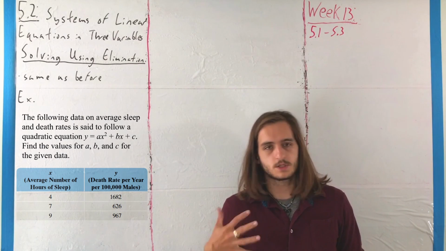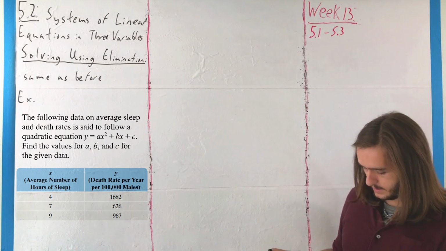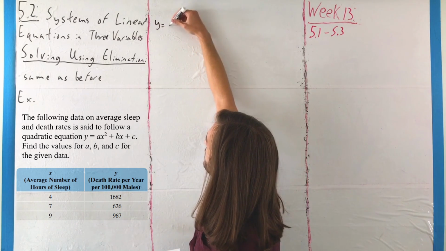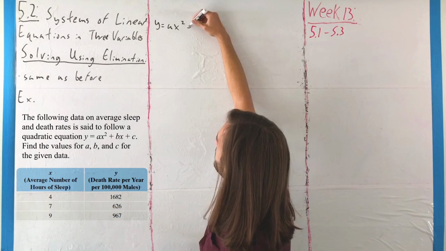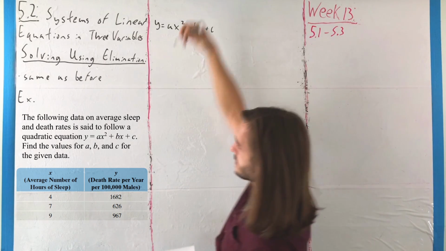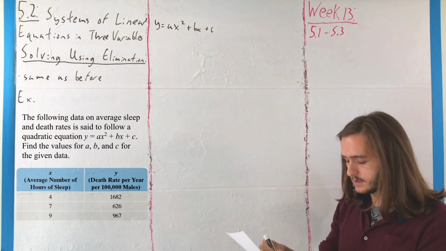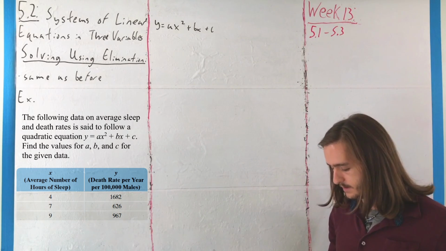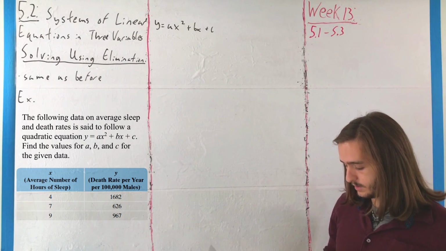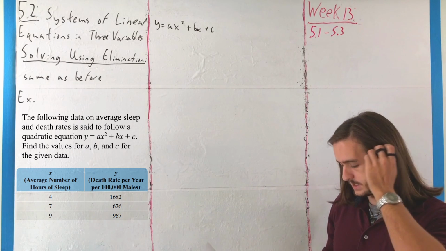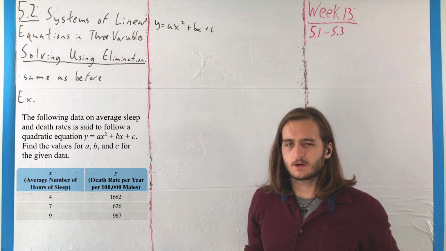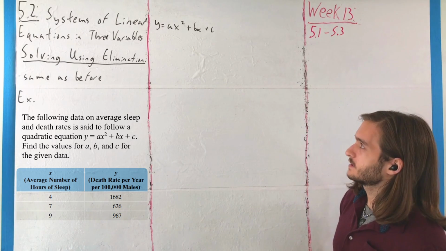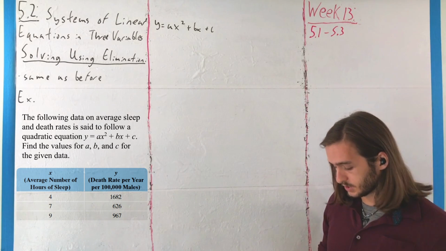What we want to do is start from the assumption that y equals ax squared plus bx plus c, and take these values from our data set: x is 4, 7, and 9 hours of sleep, and y is death rates of 1,682, 626, and 967 males per 100,000. Per 100,000 males? I don't know, it's phrased that clunkily. But the point is, we have those as our potential data points.